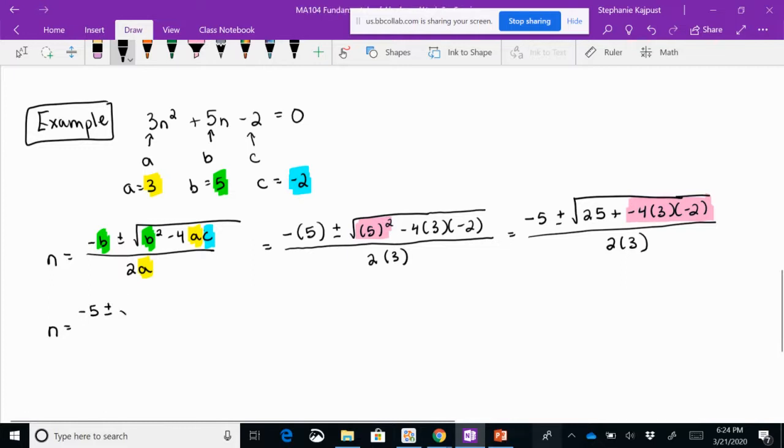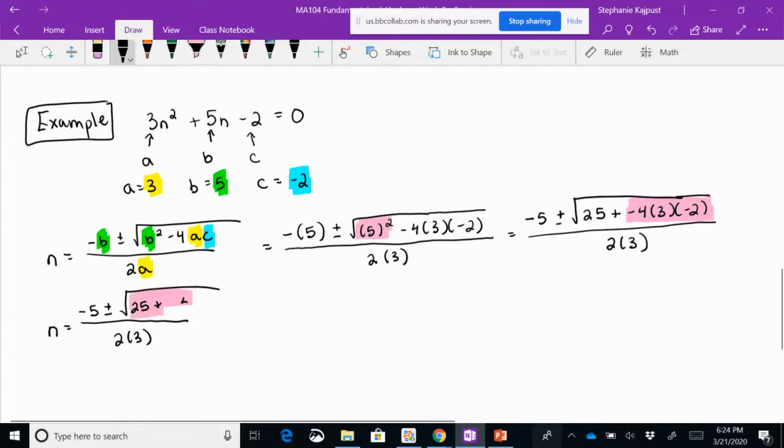-5 plus or minus, 25 inside the square root, plus -4 times 3 is -12, and -12 times -2 is a positive 24. So I have 25 plus 24, and then 2 times 3 in my denominator. Next step is to do the addition inside the square root.